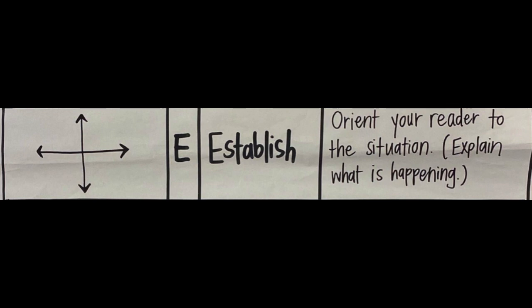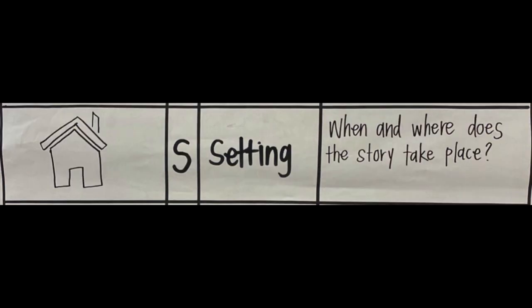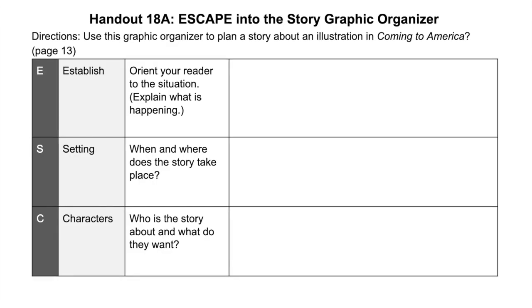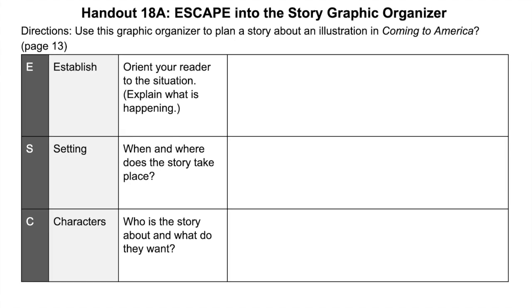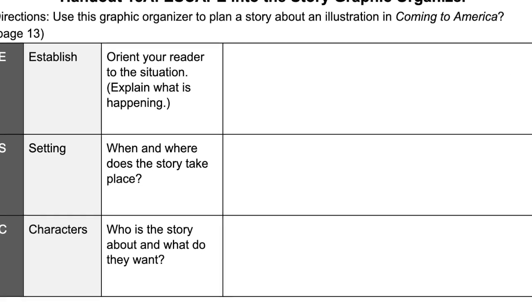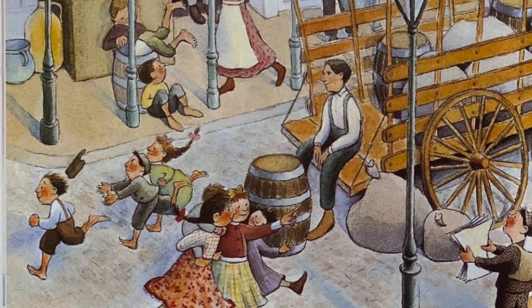The E stands for establish, which is orienting your reader to the situation, explaining what is happening. The S stands for setting: when and where does the story take place? And the C stands for characters: who is the story about and what do they want? So this is what the graphic organizer looks like for your classwork today, just the ESC, and I want you to fill it out to plan a story about page 13.